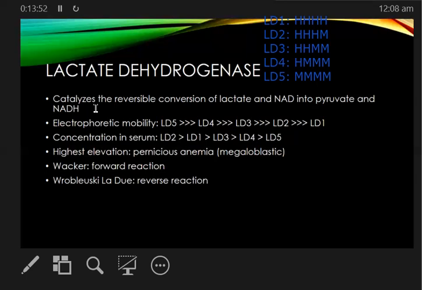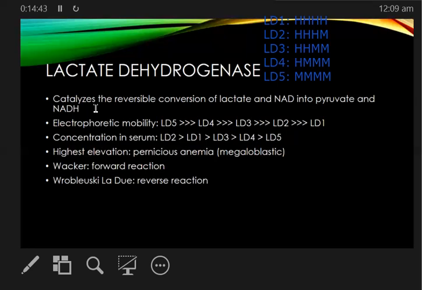Their only difference is that, of course, they have different structures. They have different subunits. And because of these differences in the subunits, they are also different when it comes to the type of organ in which they are seen. For example, LD1 is seen in cardiac tissue, right? Actually, if you look at lactate dehydrogenase, it is considered to be a non-specific enzyme because it is ubiquitous. It is found in a lot of tissues, a lot of organs. It is not specific.